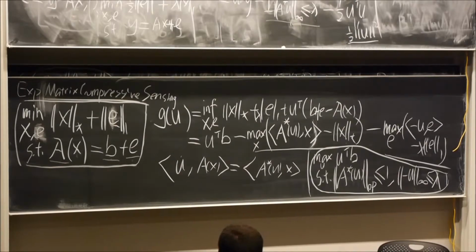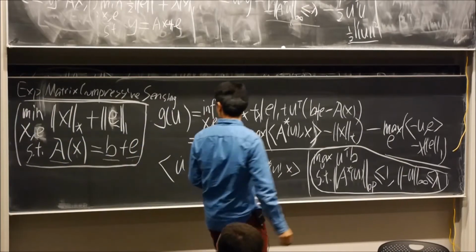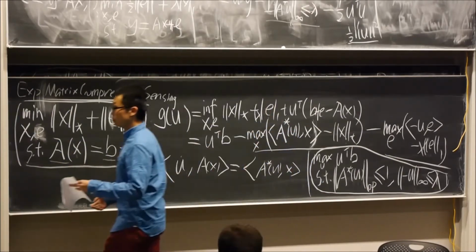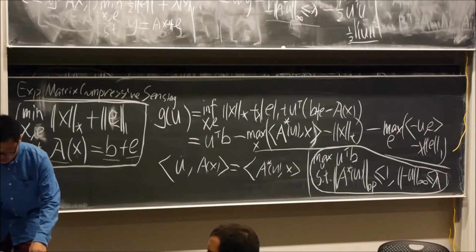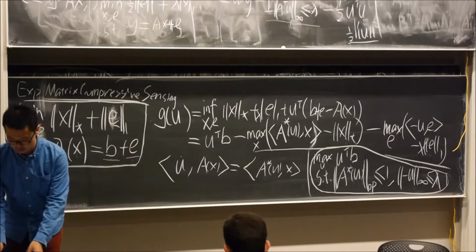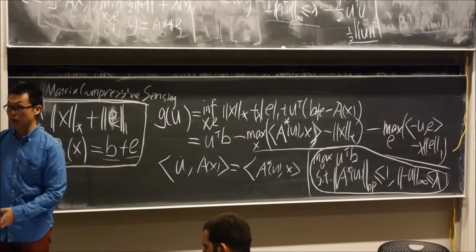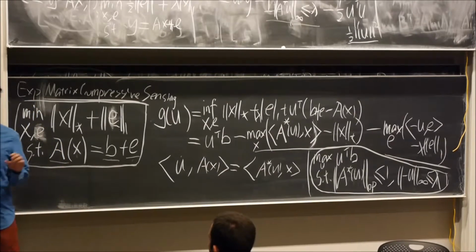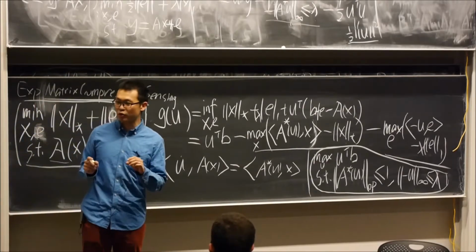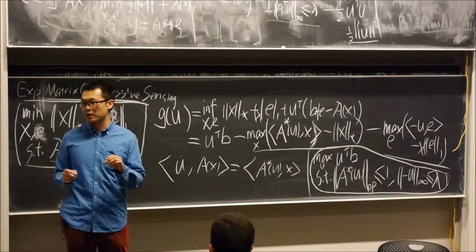So I should leave the KKT condition here. I'll leave the KKT condition on top, and I'm going to give one more example on how to use the so-called dual certificate to prove the compressive sensing result of L1 support recovery by using the so-called, you definitely have heard this term, restricted isometry property, RIP.